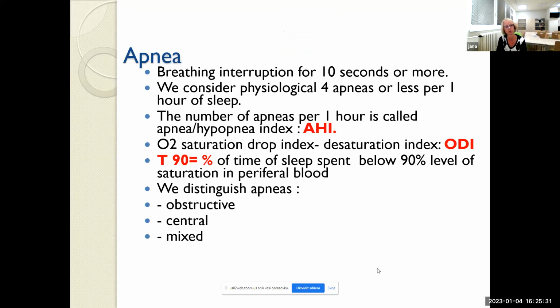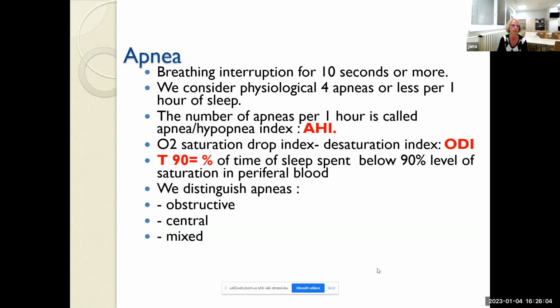Apnea, when it's pathological, is a breathing interruption of 10 or more seconds. We consider up to 4 apneas or fewer per 1 hour of sleep as physiological, as normal. The number of apneas per 1 hour of sleep is called the apnea-hypopnea index, AHI. The oxygen saturation drop index we also have to measure, and we call it the desaturation index, ODI.